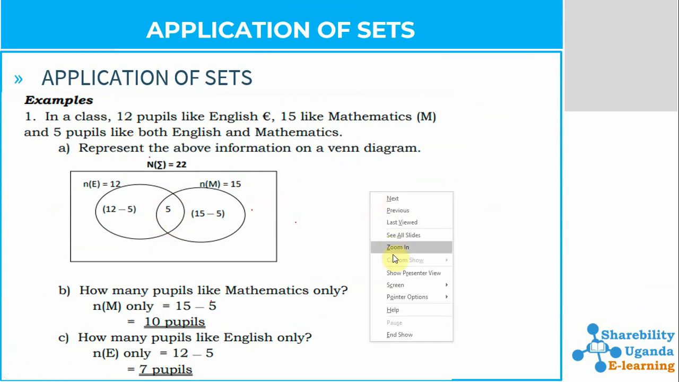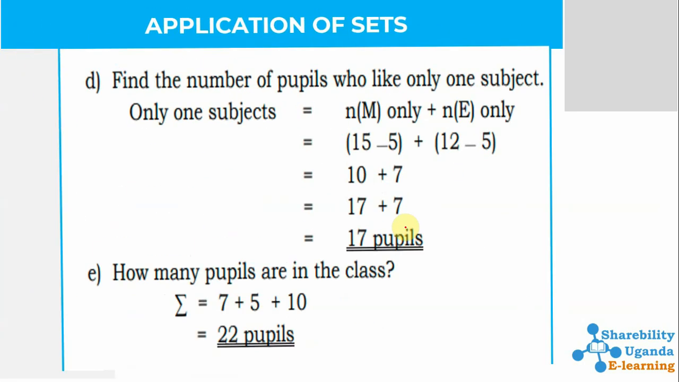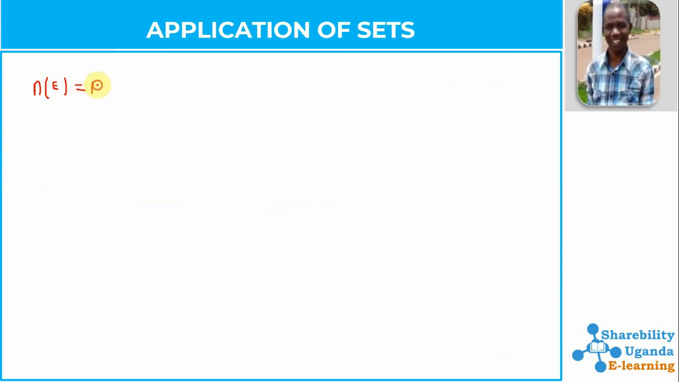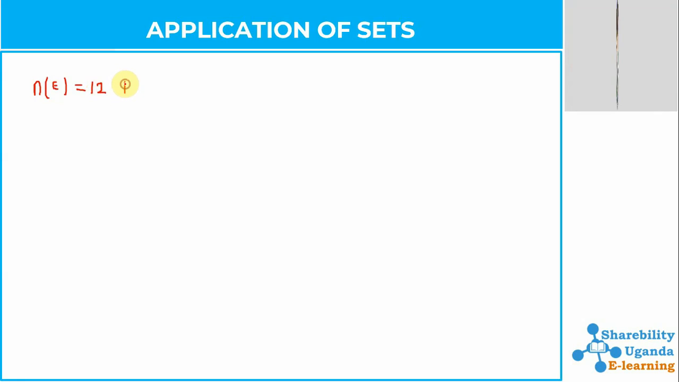That is the intersection part where we have the 5. So in simple terms, let me get my pen to demonstrate it more. The number of people who like English are 12, those who like mathematics are 15, and those who like both are 5. You can calculate it further from here. We are having the number of people who do English, we are going to abbreviate it as our set E, there are 12. And we also have the number of people who do mathematics, that is our set M, they are 15.